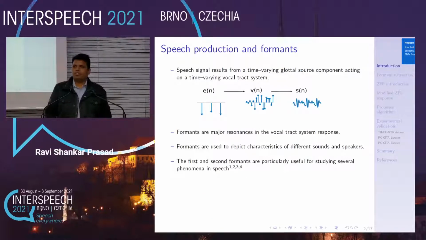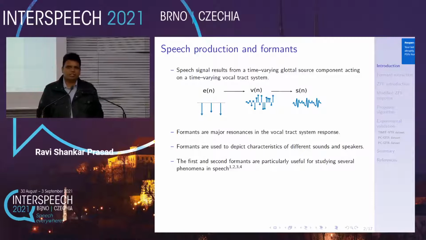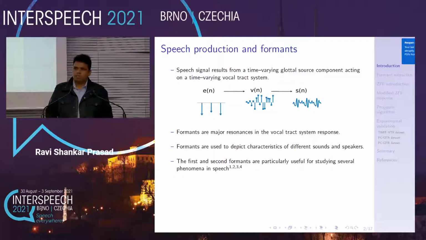So, we know that speech is seen as a result of a time-varying source acting on a time-varying system component. And to study this source and system component, we use appropriate modeling techniques to decompose the source and system characteristics. Formants are basically the resonances or characteristic components in the system part of speech, and they are usually used to depict a lot of linguistic and paralinguistic elements in speech.